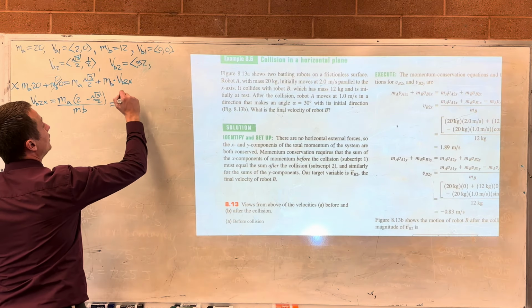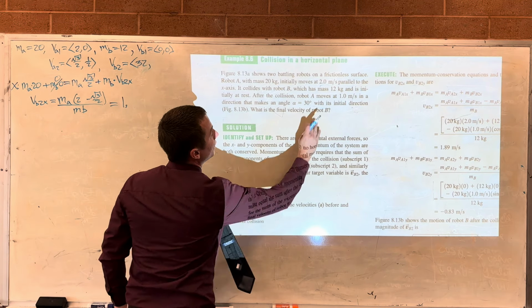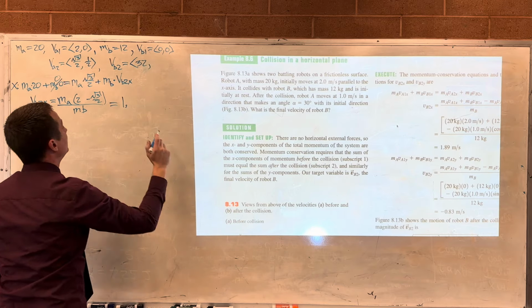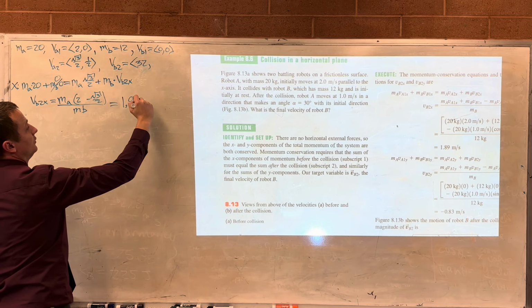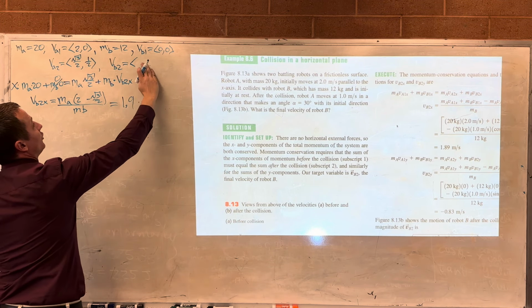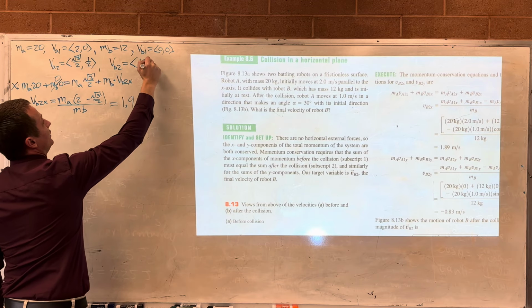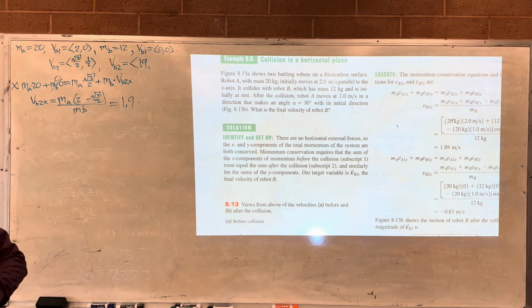I think we do 3. 2, 2, 2. The answer is 3. Well, it's always 3, then they're wrong. 1.9. Okay. So there it is in the x direction.